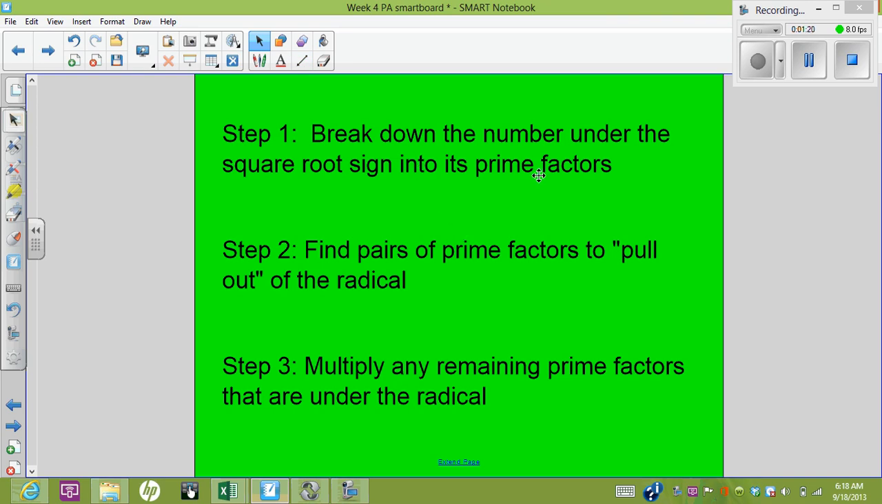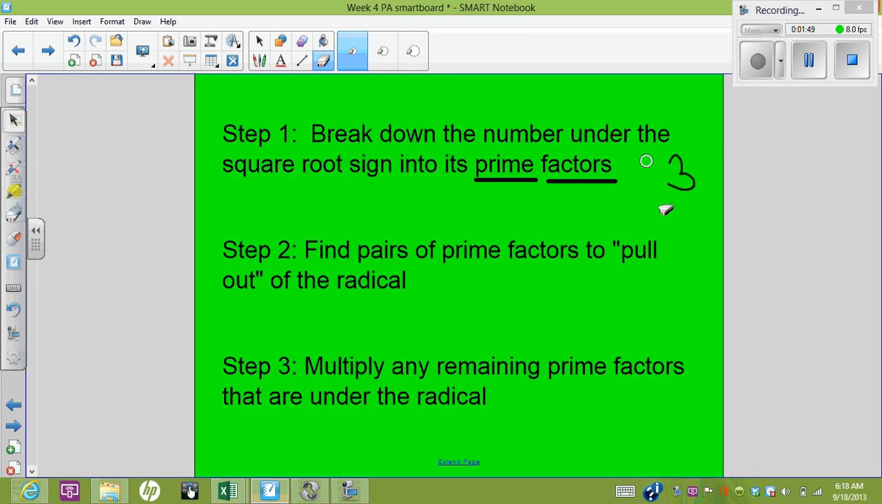Step one is to break down the number under the square root sign into its prime factors. A prime number, if you have forgotten what that is, is a number that can only be divided by 1 and itself. For example, 3 is a prime number. I can only divide 3 by 1 and 3. 6 is not a prime number because 6 can be divided by 2 and 3.